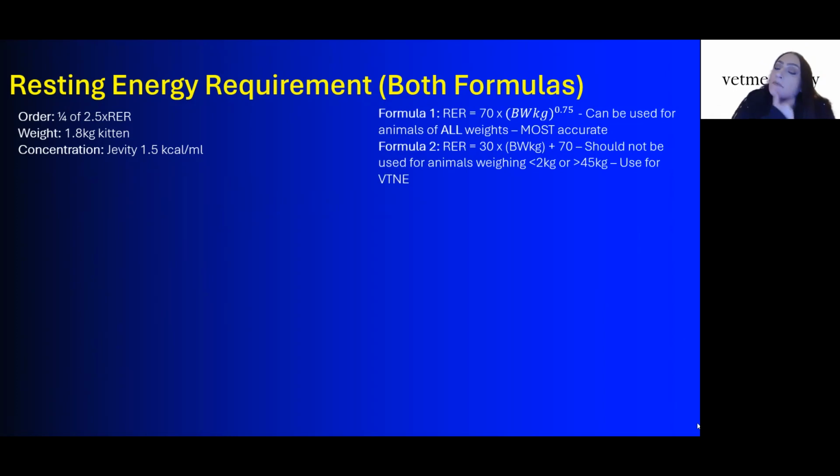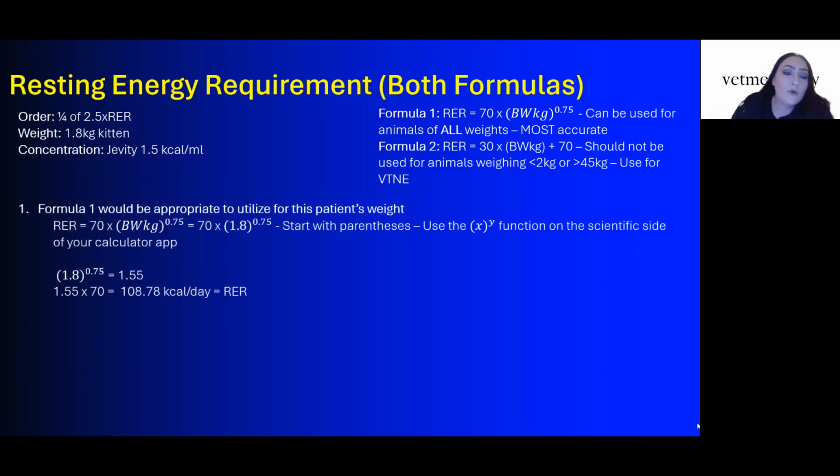So formula 1 is RER equals 70 times body weight in kgs to the 0.75 exponent. This can be used for animals of all weights, and it's the most accurate formula. Formula 2, RER equals 30 times body weight in kgs plus 70, should not be used for animals weighing less than 2 kilograms or greater than 45 kilograms. However, you can do this with a standard calculator, and it's good to use for the VT&E. Formula 1 would be appropriate to utilize for this patient's weight.